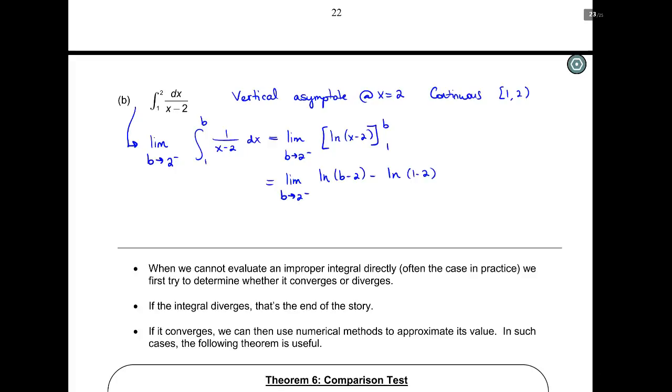And so therefore we can see right away both of these. This is going to be ln of 0. That actually does not exist. This actually approaches the value of negative infinity. So this diverges.